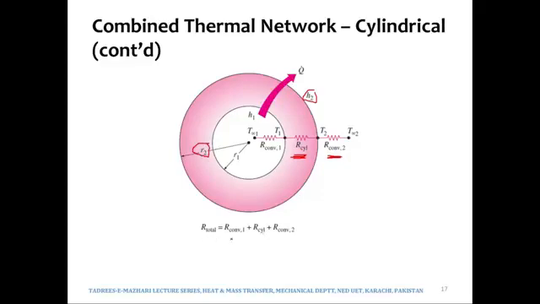Right? Total resistance would be the simple sum of the resistances. Why? Because all those three resistances are connected in series. So whenever the resistances are connected in series, the equivalent resistance is the simple algebraic sum of those resistances, which will not be the case if the resistances are connected in parallel.